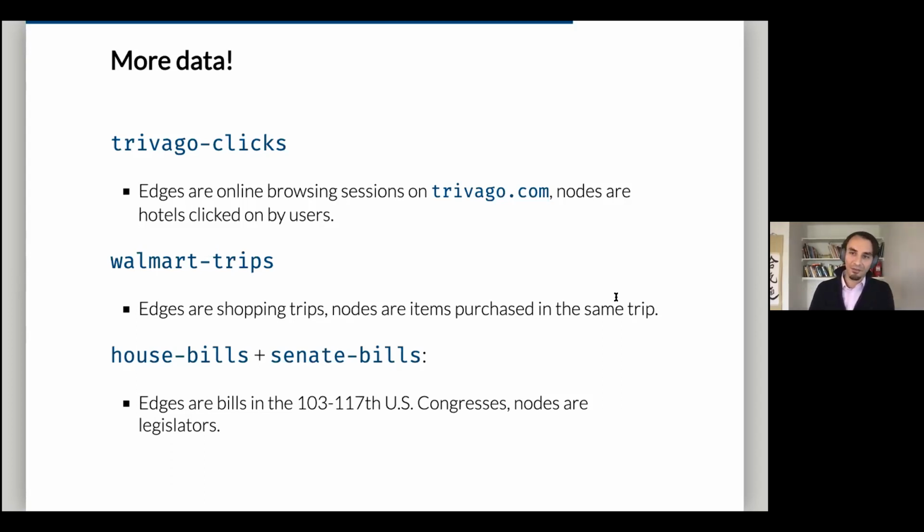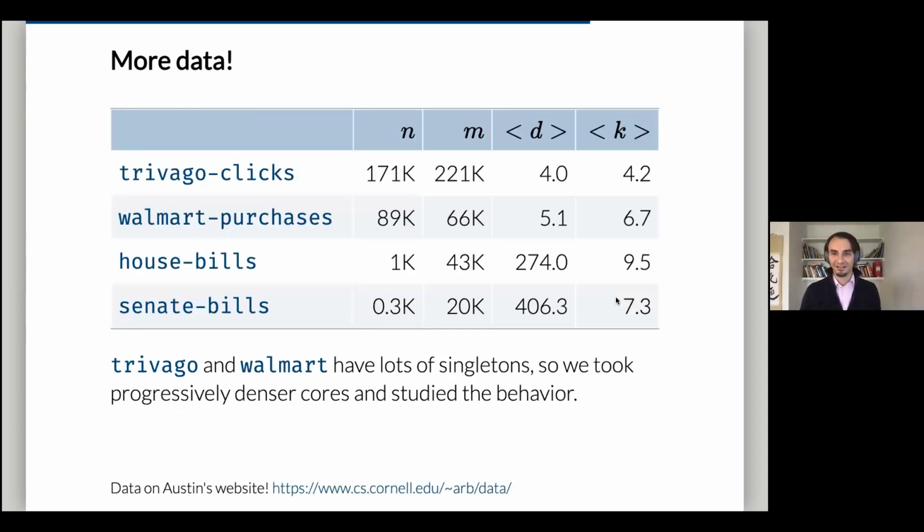And then finally, we have two data sets from the US Congress. So in this case, edges are bills in recent US Congresses, nodes are legislators, and the node labels are party identifications for the legislators. So we tried our algorithms on each of these data sets. Oh, and I'll show you a bit about the size, sorry. So these data sets are somewhat larger than the primary school data sets. So the full Trivago data set has about 170,000 nodes. Walmart has just under 90,000 nodes. House Bills has about 1,000 nodes. And the Senate bills has about 3,000 nodes.